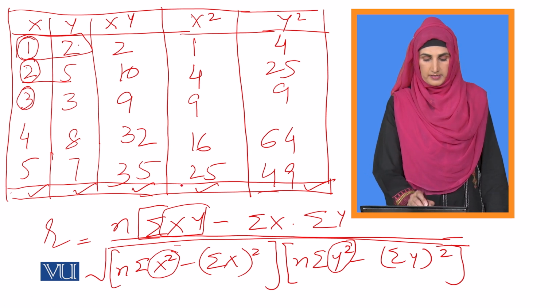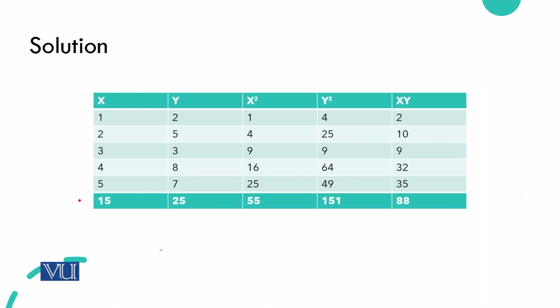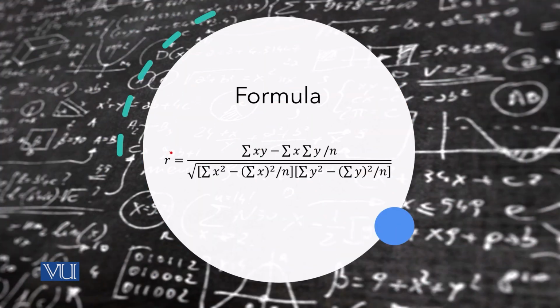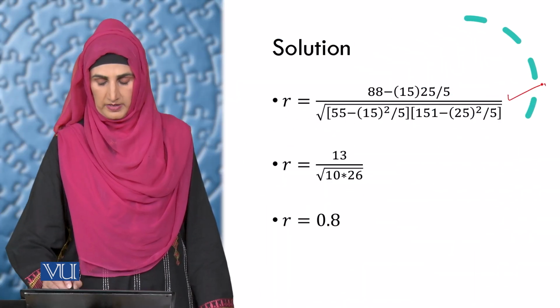All these calculations are now on the next screen. These are the sums. 15 is summation x, 25 is summation y, 55 is summation x square, 151 is summation y square, and 88 is summation xy. By using all these values, we will compute the formula of correlation, substituting these values in the formula.